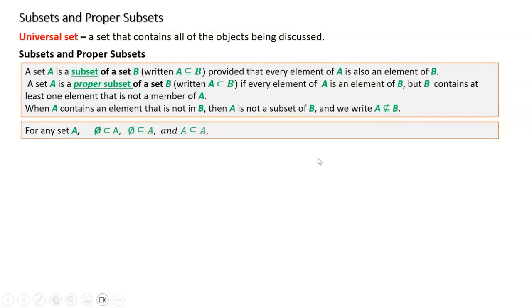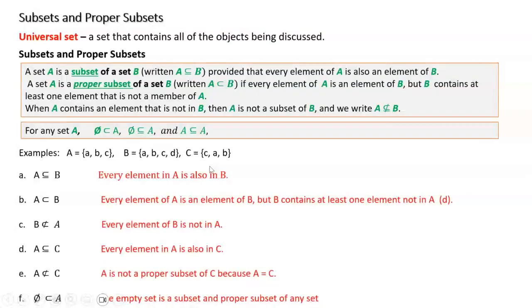Okay, here we go. Also, for any set A, the empty set is a proper subset of A, or the empty set is a subset of A, and A is a subset of itself. A is a subset of A. Examples. Set A has the elements A, B, and C. Set B has the elements A, B, C, D. And set C has the elements C, A, B.